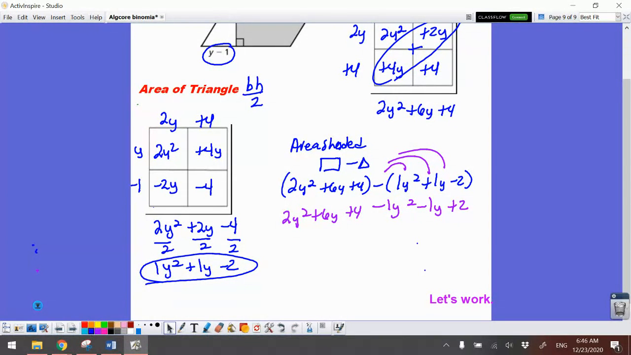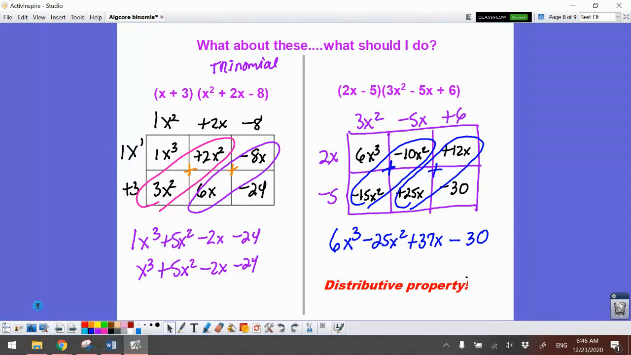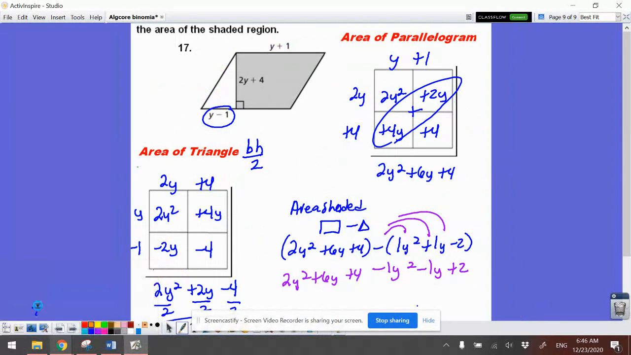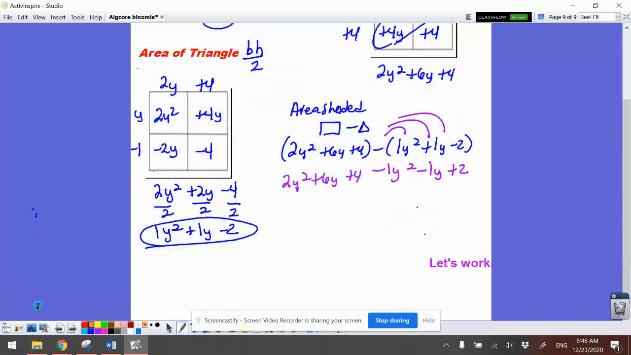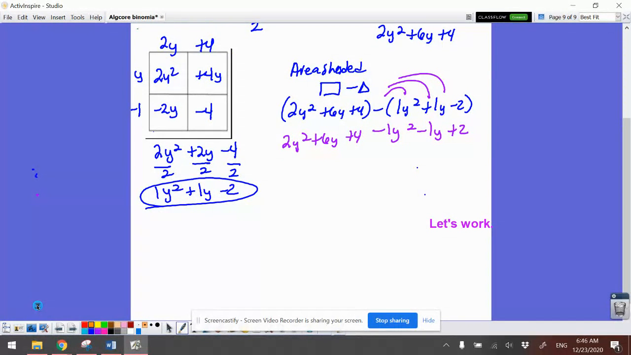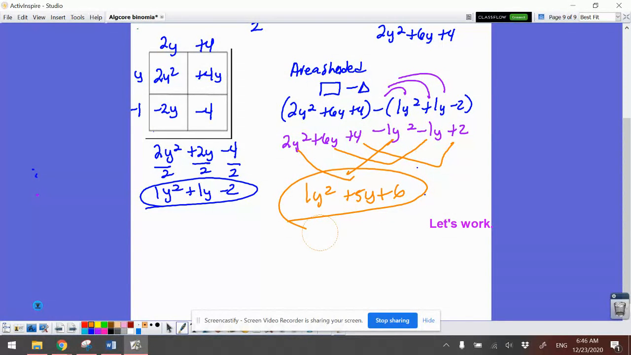Well, I see that I have a 2y squared and a negative y squared. So these two are like terms. So that would give me a 1y squared. And I see that the y's are like terms. So 6 plus negative 1 is a positive 5. And then I have a 4 plus 2 is 6. And there is the area of the shaded region.